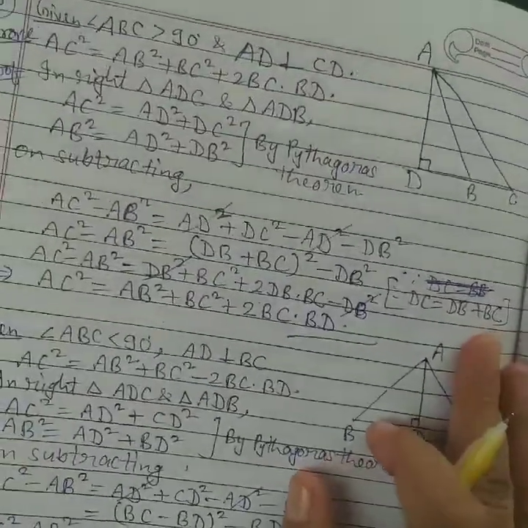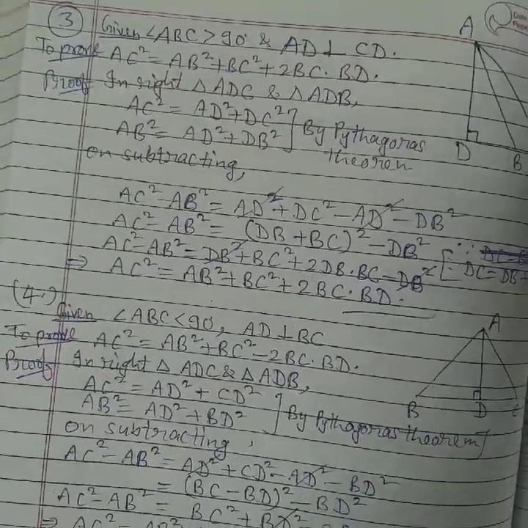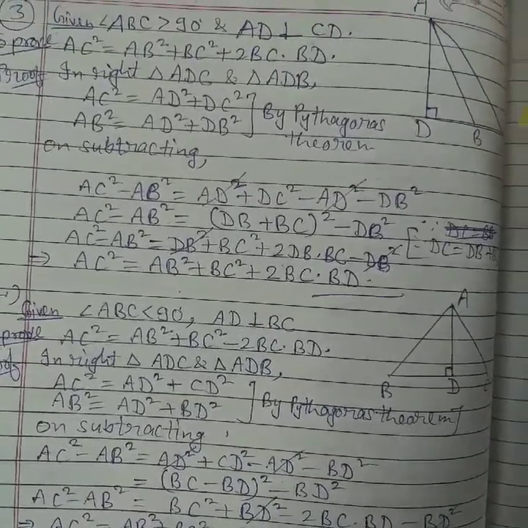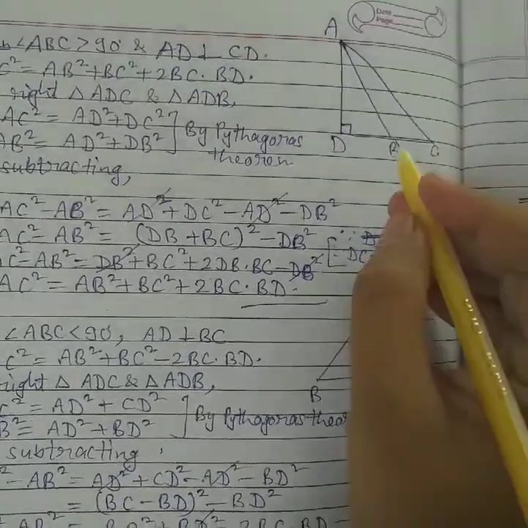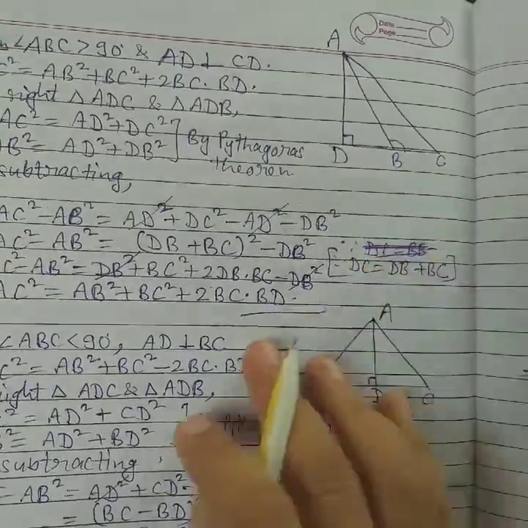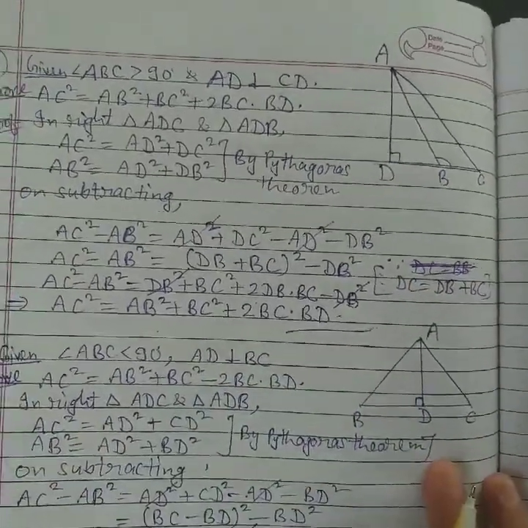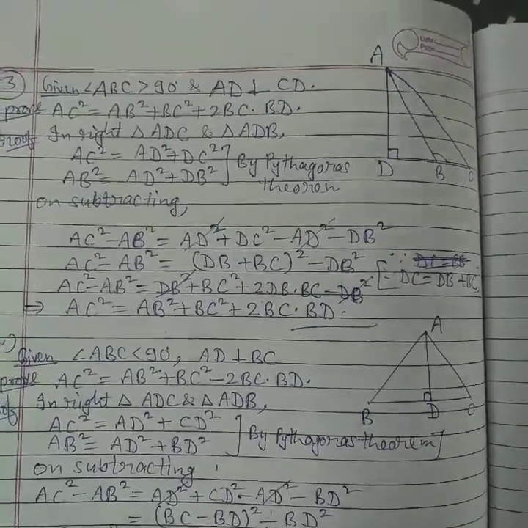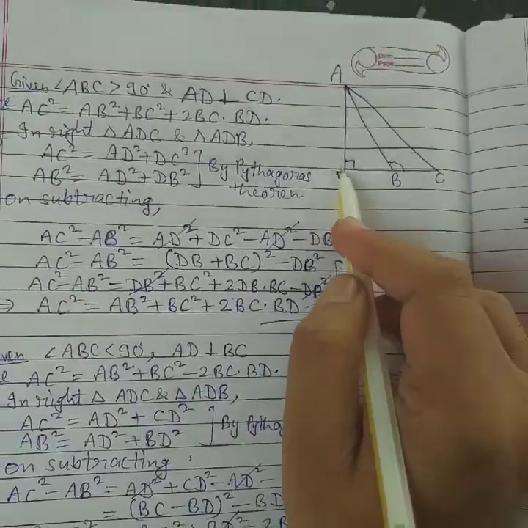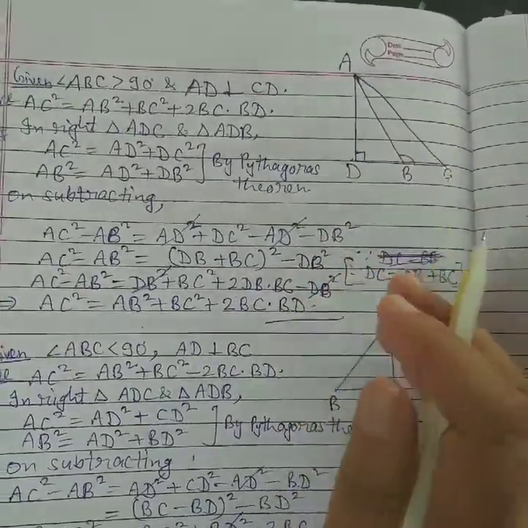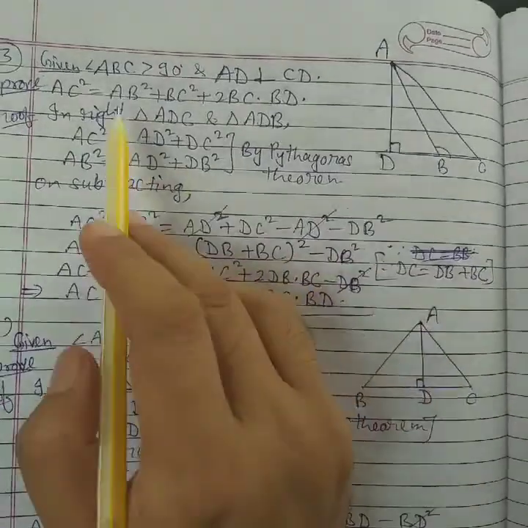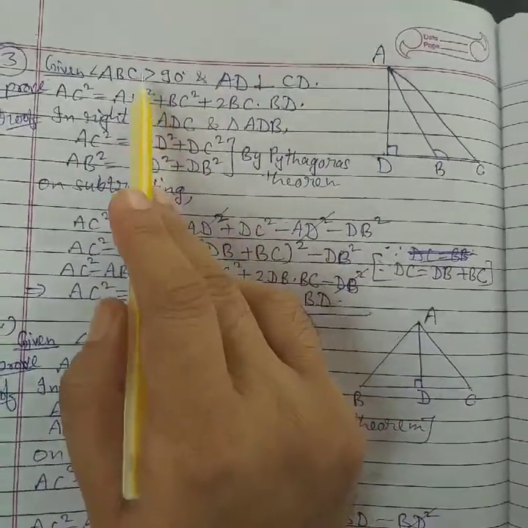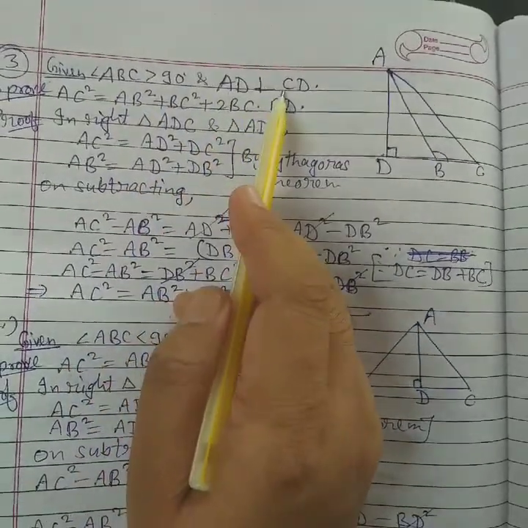Now for question third, I am reading the question. In the given figure, ABC is a triangle in which angle ABC is greater than 90. The angle ABC, this one, this angle is greater than 90. That means this triangle is an obtuse angle triangle. And AD perpendicular on CB produced. When CB is produced, AD perpendicular comes there. Prove that AC square equals AB square plus BC square plus 2BC into BD. So given: 90 degrees less than angle ABC, and AD perpendicular to CD.